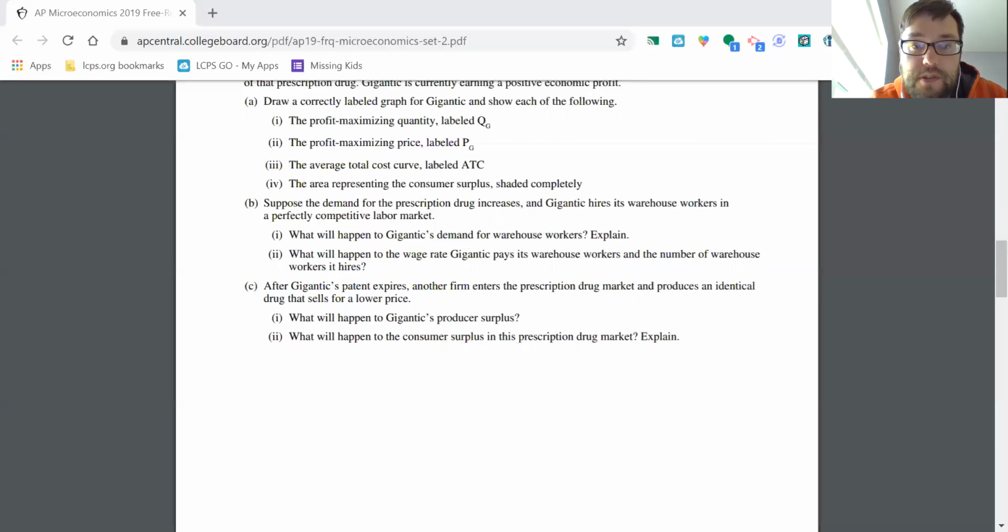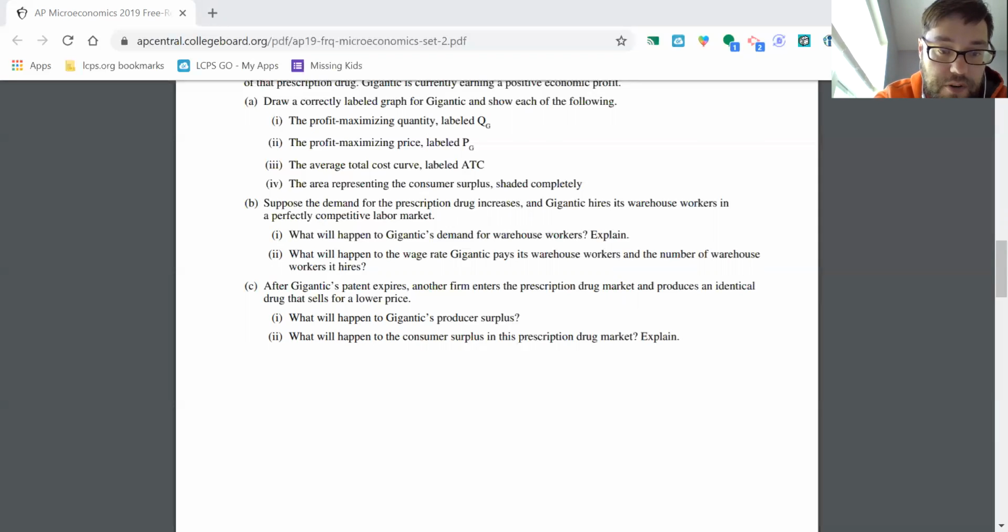Consumer surplus, shaded completely. Okay, so consumer surplus in monopoly is going to be this top little triangle up here. Again, when you're thinking about consumer surplus, you're thinking about all the people on the demand curve. So you're going to start at the demand curve. All the people that would have been willing to pay more, but got essentially a better price, right?